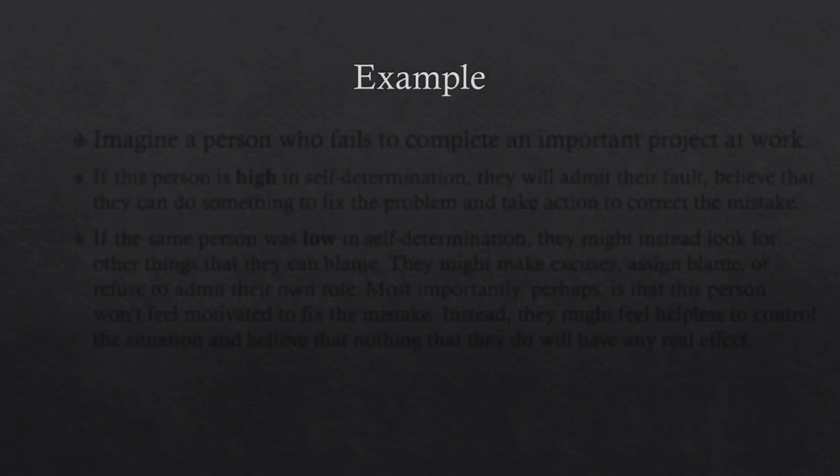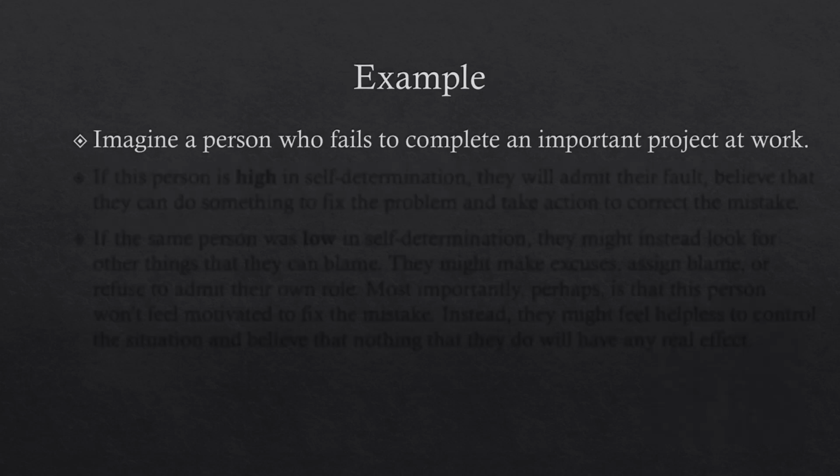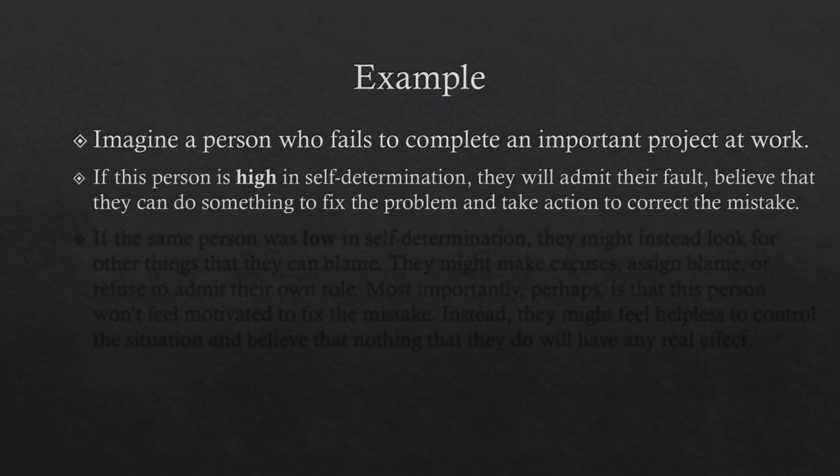So let's go through an example. Imagine a person who fails to complete an important project at work. If this person is high in self-determination, they will admit their fault, believe that they can do something to fix the problem, and take action to correct the mistake. So this person is high in self-motivation, self-determination. They admit what went wrong and they work towards fixing it. And you can imagine that this is similar to someone that has high self-efficacy.